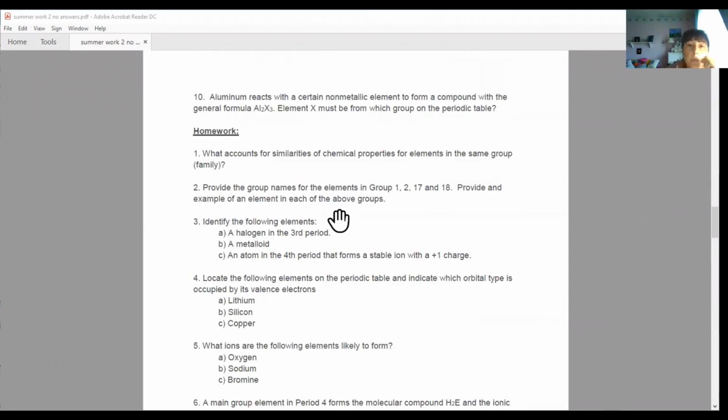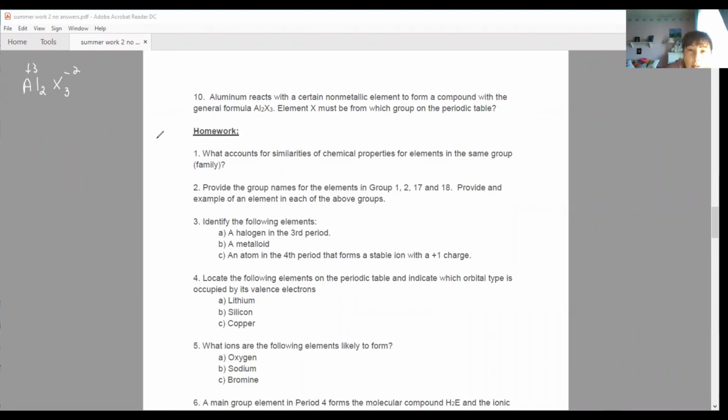Okay, aluminum reacts with a certain non-metallic element to form a compound with a general formula. So let's write it here: Al2X3. Now aluminum, just in case, let's remember that this one is a +3 and this one has to be a -2, right? For the crisscrossing situation.